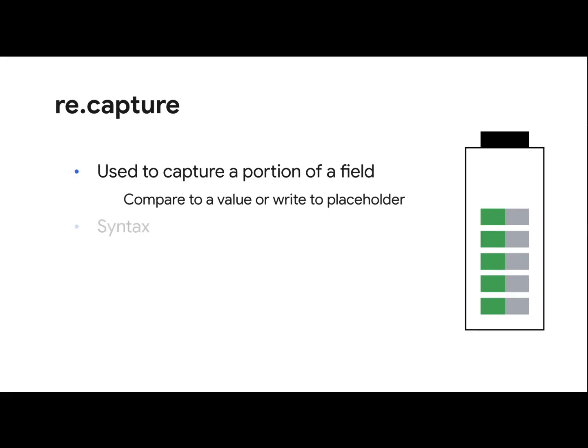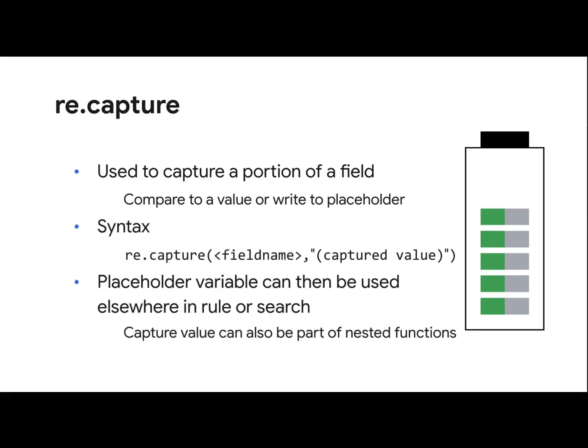re.regex capture provides us a way to extract a portion of a value within a field and compare that portion to another value or write the captured value to a placeholder or outcome variable that can be used elsewhere. The syntax for re.capture will generally be a field name followed by the expression that we are trying to match, and within that expression there will be a parenthesis that will denote what is being captured. For those not very familiar with this, don't worry, we'll walk through an example. Like other functions, the capture value can be nested and used with other functions. Let's take a look at this in action.